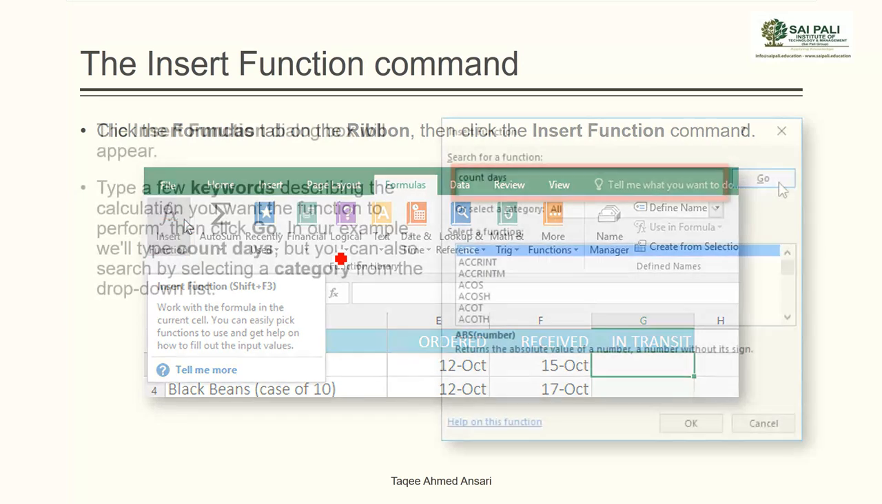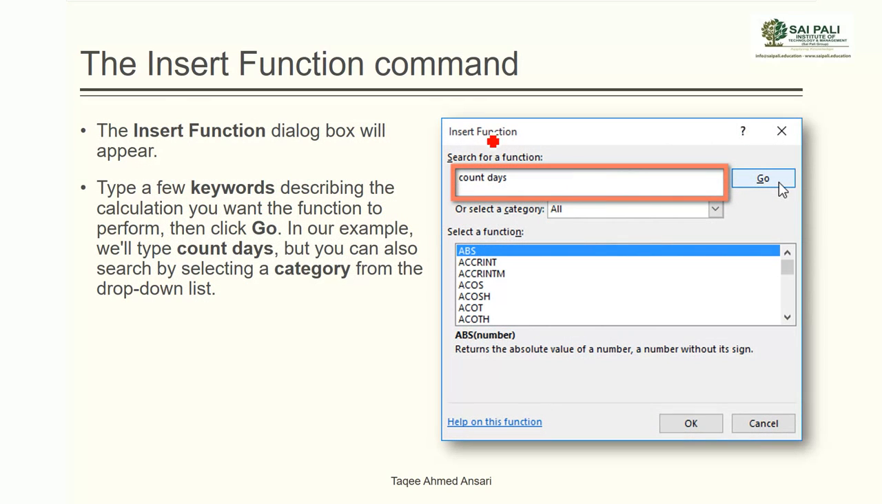When I press the insert function command, it opens this dialog box. The dialog box has the option to search for the function here, where you can type what you want. Remember what you want, and type the keywords. Like I want to count days, so I will type count days. When you press the go button, it will show you the results. If you know the category, such as something to count, you can select the particular category to search. Or if you don't know the category, you can go for all.